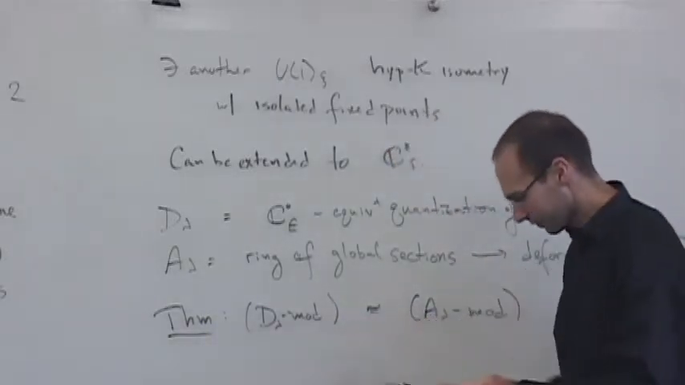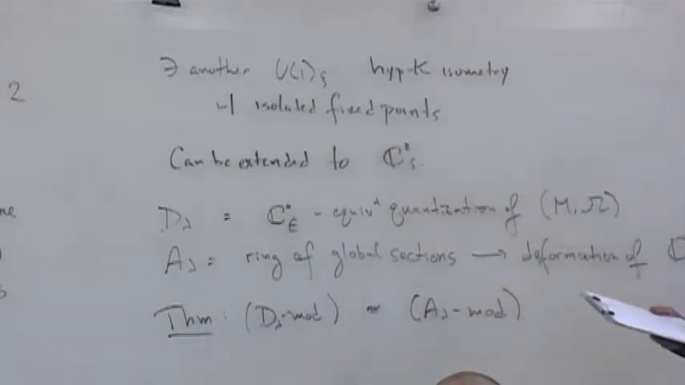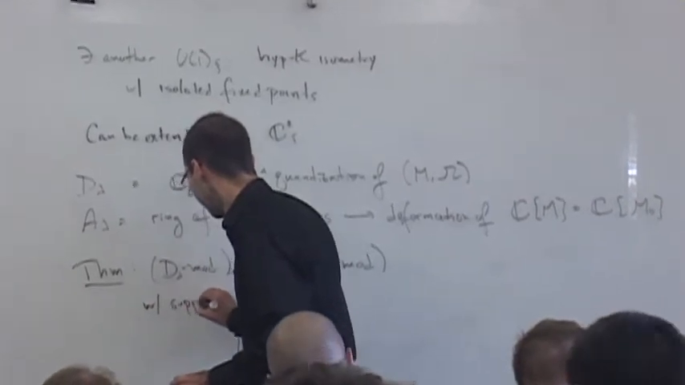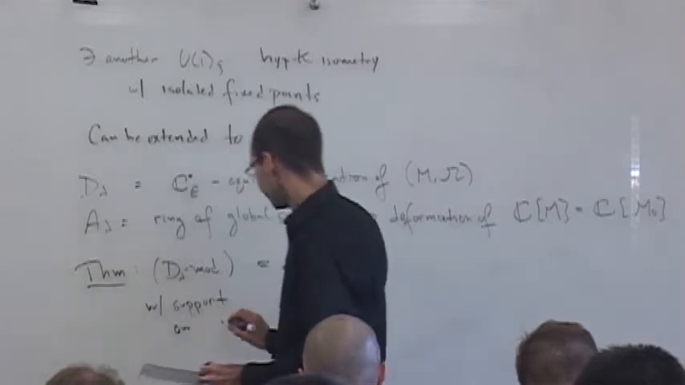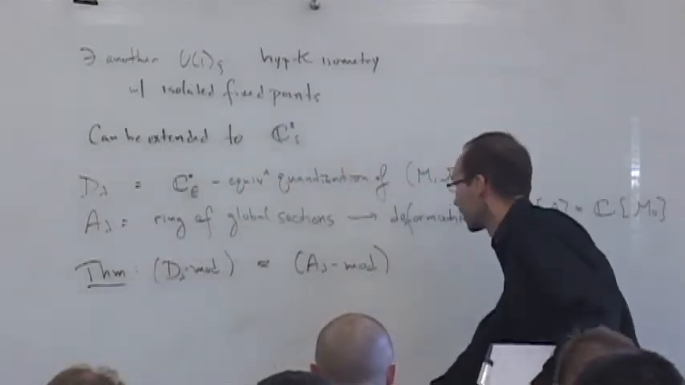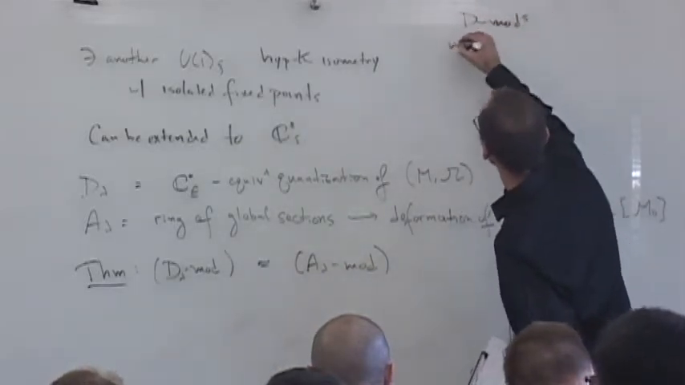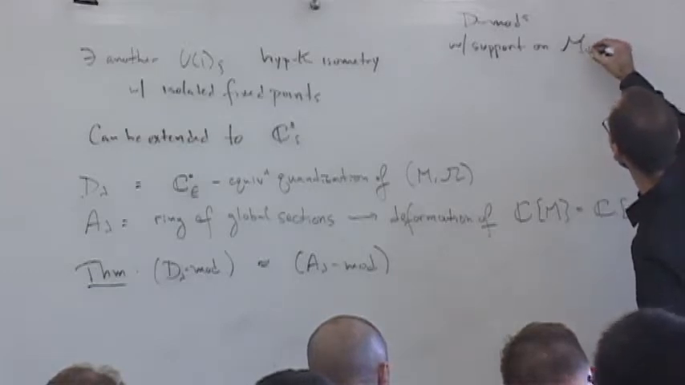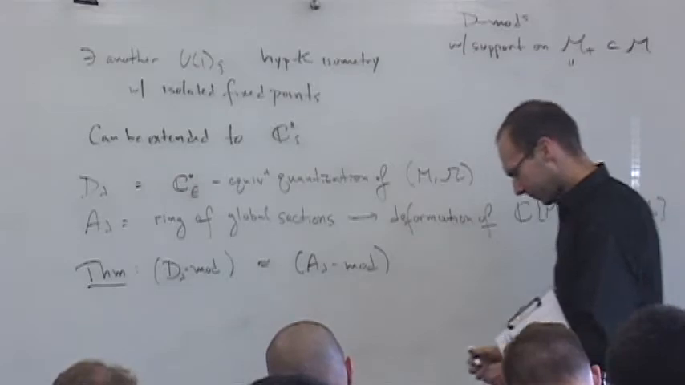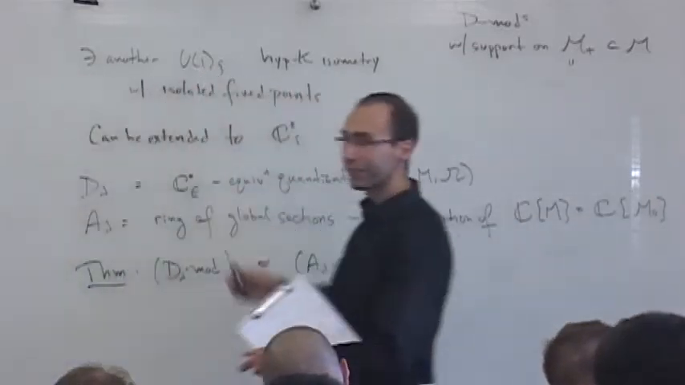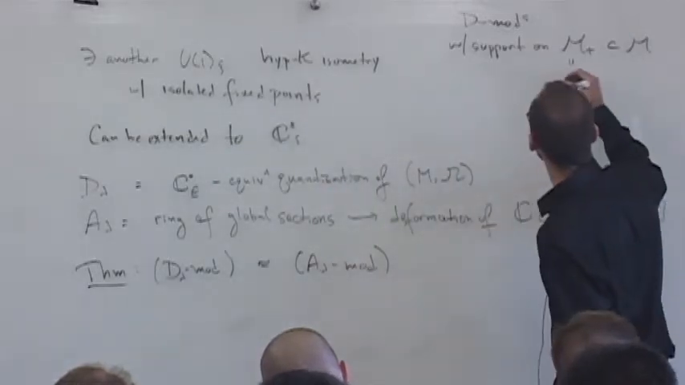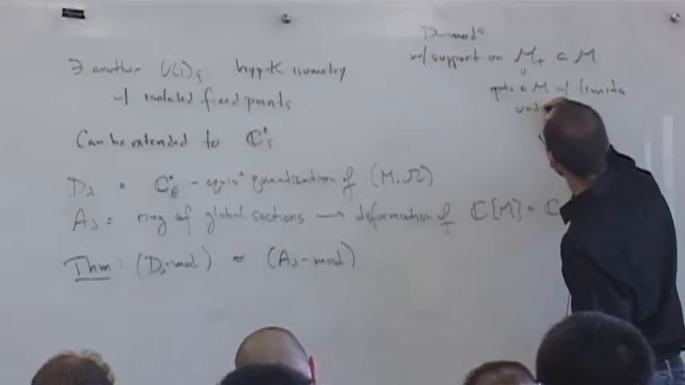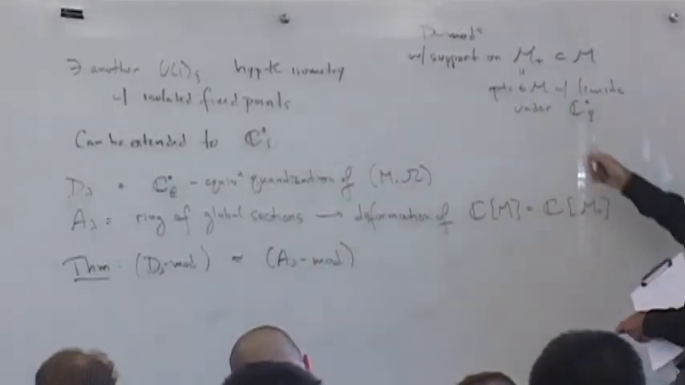And, well, I need to add some qualifiers in each case. And the qualifiers involve the extra symmetry. So on the left-hand side, it's D modules with support, oh, you guys probably can't see that. So let me write it up here. So it's D modules with support on a holomorphic Lagrangian subspace of M, defined as the points that have limits under the U1 Xi action, under the C star Xi action. So it's points in M with limits under C star Xi as the parameter goes to infinity.